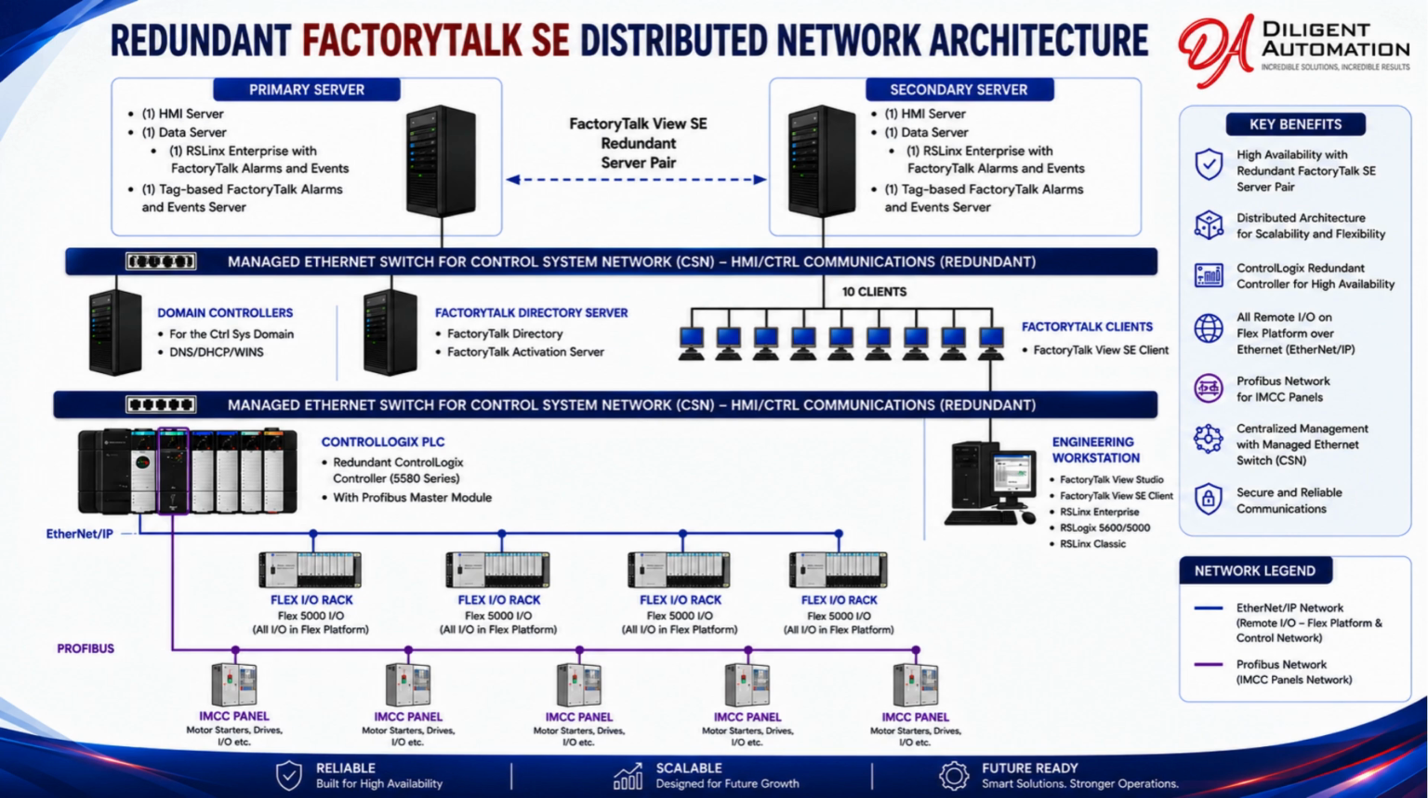The 1734 I/O racks communicate with the ControlLogix controller over EtherNet/IP with a DLR network. This redundant ring network provides high availability and maintains communication even if a network cable or switch path fails. The intelligent MCC panels communicate with the ControlLogix controller over a PROFIBUS network. The ControlLogix chassis is equipped with both an EtherNet/IP scanner module and a PROFIBUS master module, enabling seamless integration of EtherNet/IP-based remote I/O with PROFIBUS-based intelligent motor control devices.